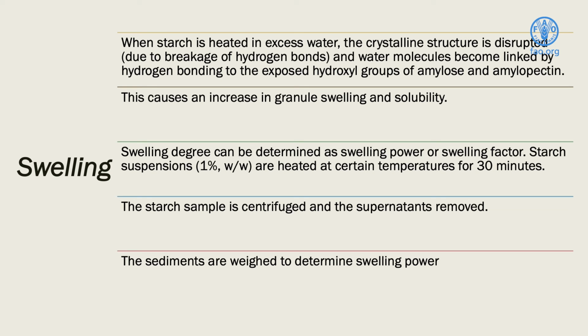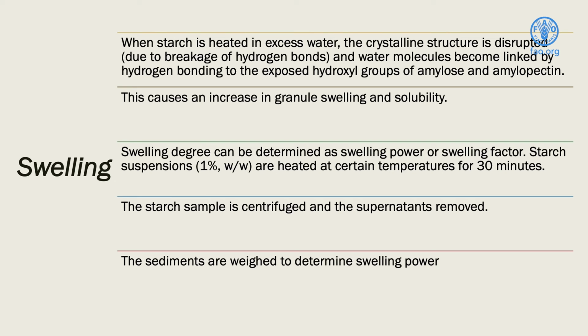Next one is swelling. When starch is heated in excess water, the crystalline structure is disrupted and water molecules become linked by hydrogen bonds to the exposed hydroxyl groups of amylose and amylopectin, and this causes an increase in granular swelling and solubility. Swelling degree can be determined as swelling power or swelling factor, and starch suspensions are heated at a certain temperature for 30 minutes.